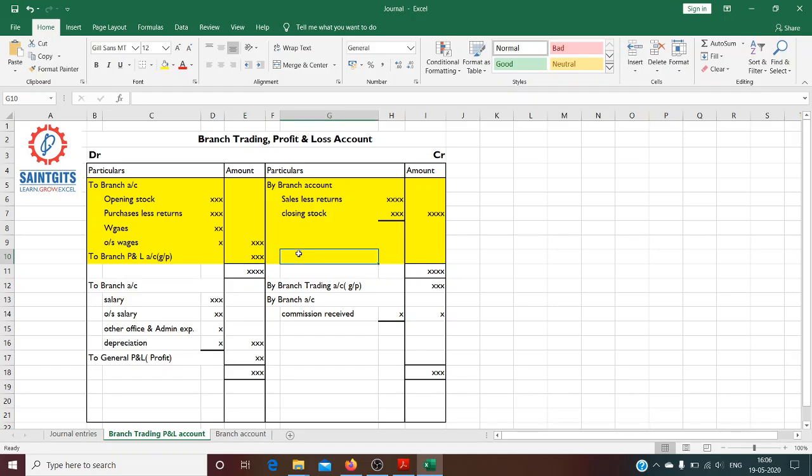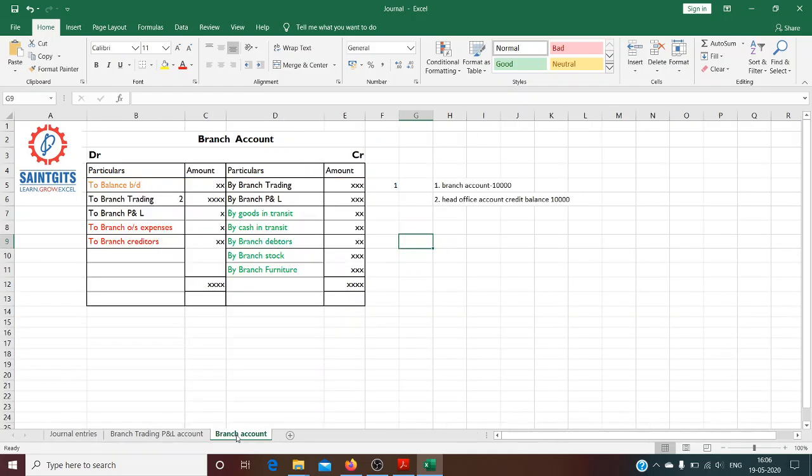If it is loss, we have to total the debit side, transfer it and find out the balancing figure as branch profit and loss account. Now here we are taking an assumption that the branch is having the profit. Now for the third entry, no effect in the case of branch account.